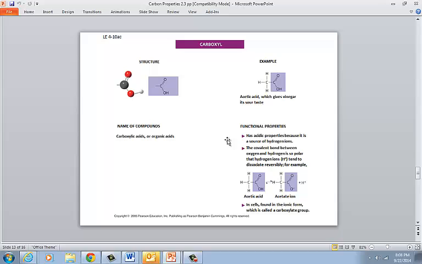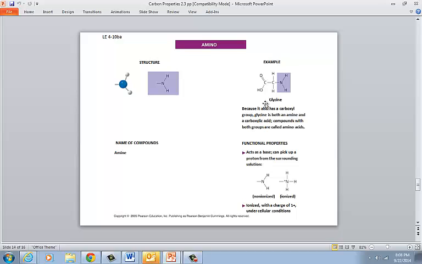All right, carboxyl. So now we have a carbonyl here, but we also have an alcohol. So this is a carboxyl group: carbon, and then your carbonyl, and then your oxygen. Keep that in mind. This is acetic acid, which gives vinegar its sour taste because it has the carboxyl group on there.